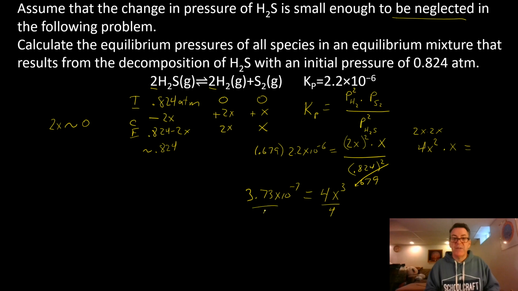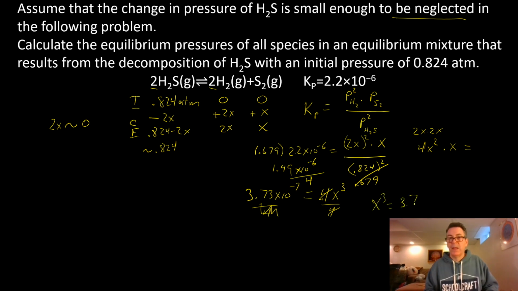Now I can divide both sides by 4. And when I do that, actually, sorry about that. That is this 3.73 × 10^-7. I didn't write out the, let me do that real quick. 0.679 times 2.2 × 10^-6. That would have been 1.49 × 10^-6. There we go. And then that I divided by 4 to get this number here. So when we cancel out the 4's there, x cubed is equal to this 3.73 × 10^-7.